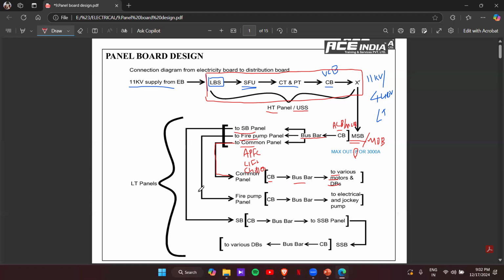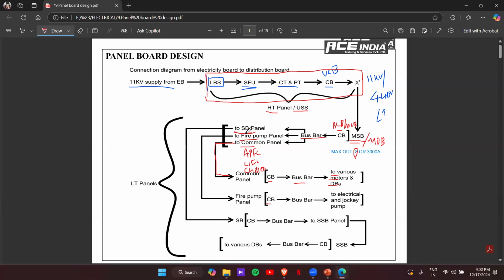Then we have the fire pump panel. Obviously it will be pumps. From the panel we'll have a main circuit breaker, ACB or MCCB depending upon the load. Then the bus bar. From the bus bar we will distribute the connection to different pumps. For all the pumps we'll give the connection: electric pump, jockey pump, and the other pumps we are using on the fire pump side.